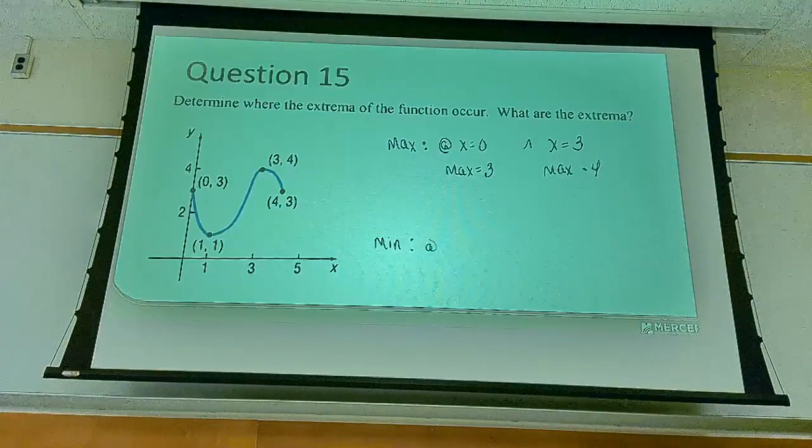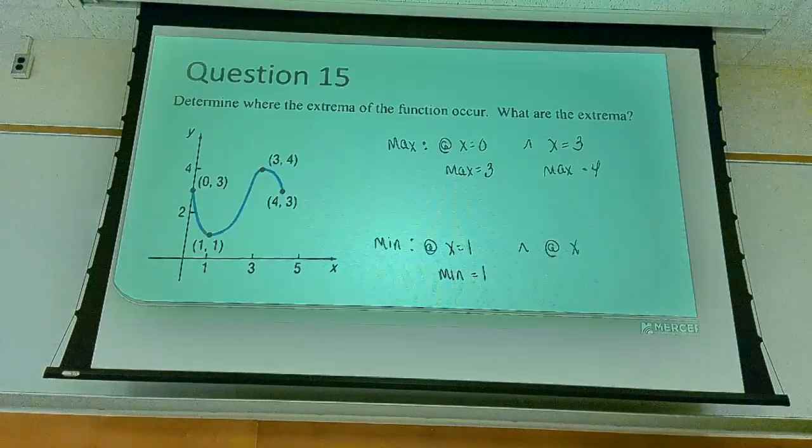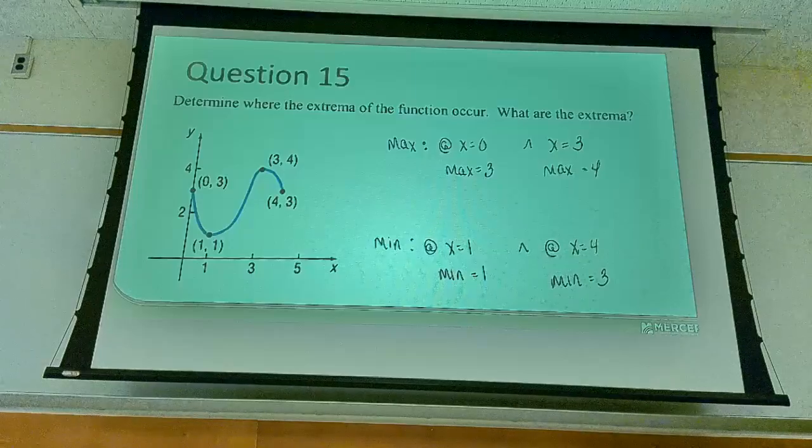Occurs at x equals 1, that's 1, I agree. And it occurs at x equals 4, that's 3. I agree. And these are absolute here. Absolute max is 4, absolute min would be 1.